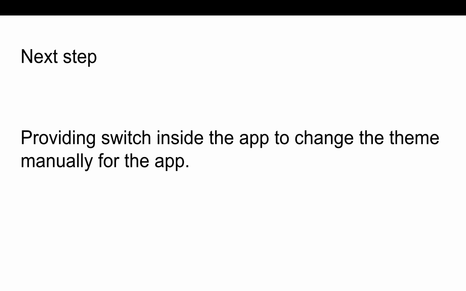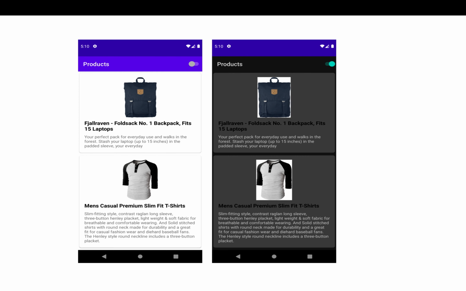Now let's see how we can provide a switch inside our app to switch between dark and light mode without changing the device theme. In our app, we are going to provide a switch in the app bar menu to switch between dark and light mode. First, let's see how we can add the switch in the app bar menu.